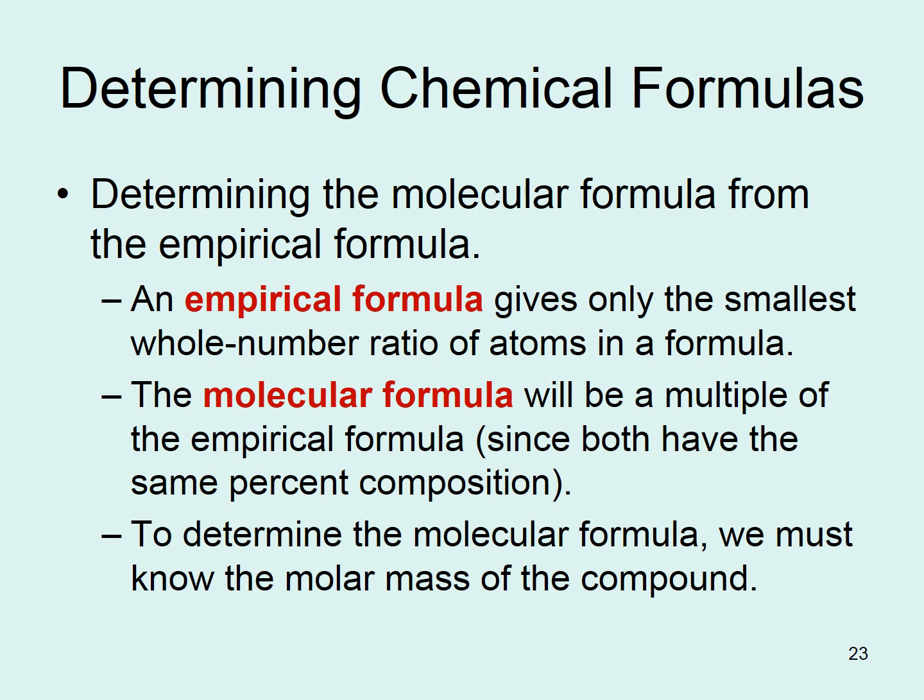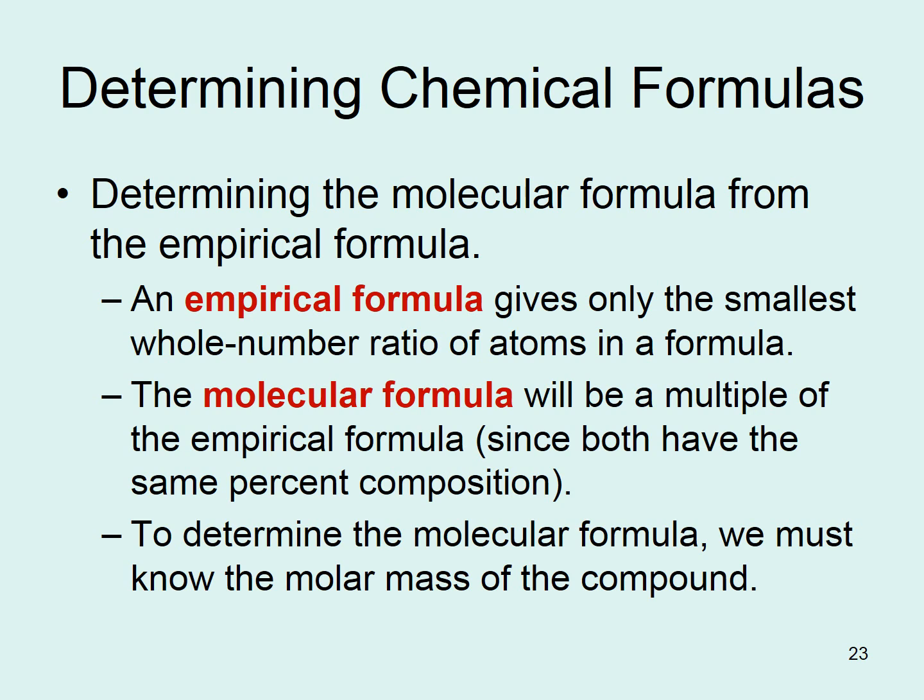Okay, and then finally, we might need to determine the molecular formula from the empirical formula. And remember again, the empirical formula gives us the smallest whole number ratio. The molecular formula is the formula of the actual molecule. But since we know the empirical formula is the lowest ratio, the molecular formula will always be some multiple of the empirical formula because they have the same percent composition.